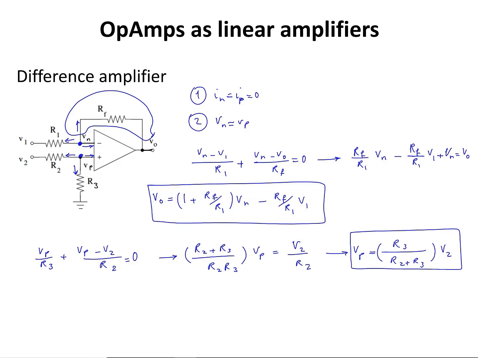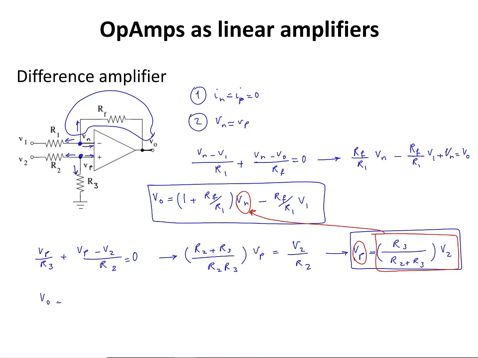Now that I have Vp, because Vp and Vn are equal, this quantity and this quantity are equal, so I'm going to plug in this value, this quantity here, in Vn in the top equation and then find Vout as a function of V1 and V2. Let's do that.